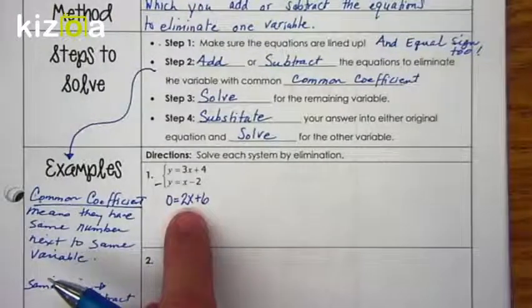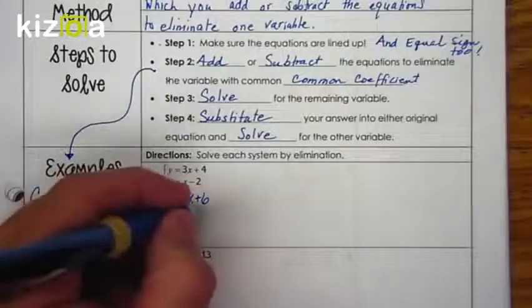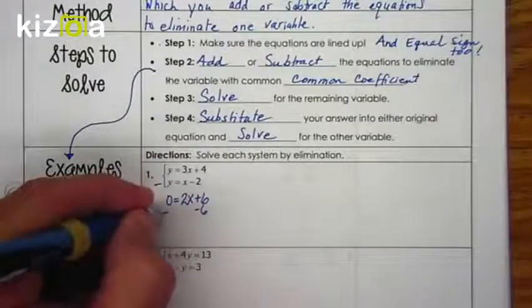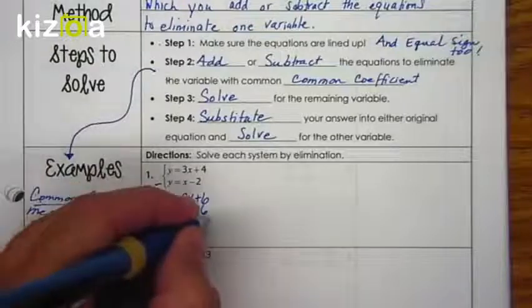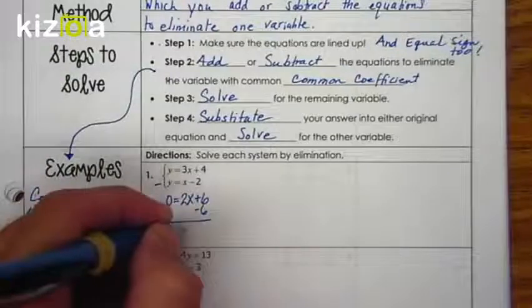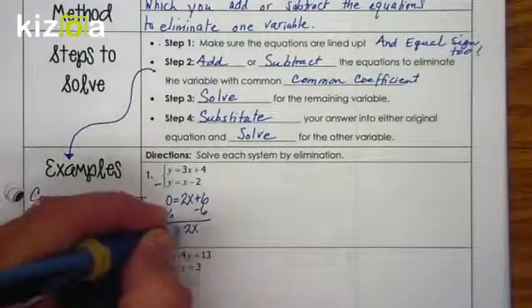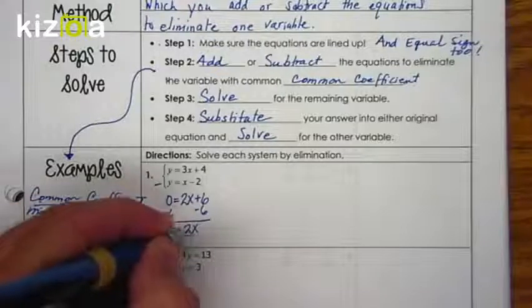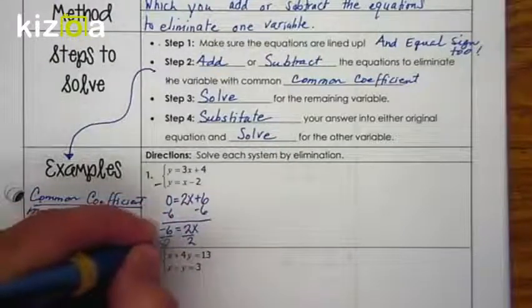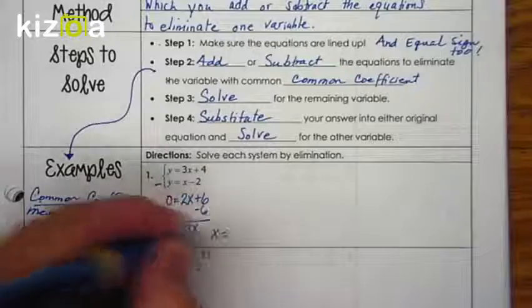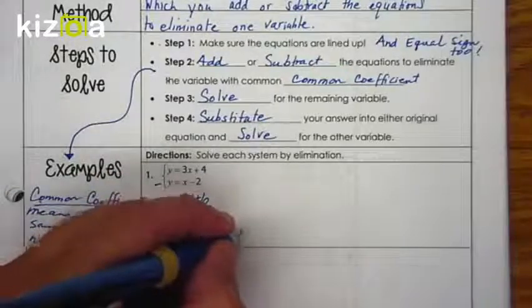And when I just use my basic solving skills, I'll take 6 from both sides, working on getting the variable alone. That will give me 2x equals negative 6. Divide both sides by 2. I find that x is equal to negative 3.